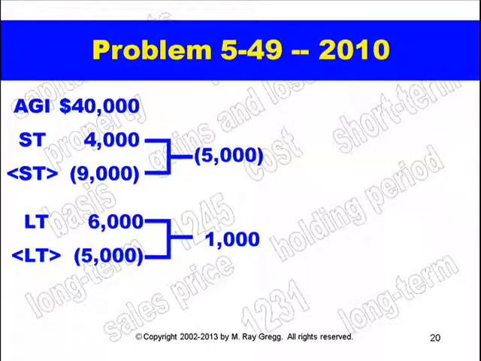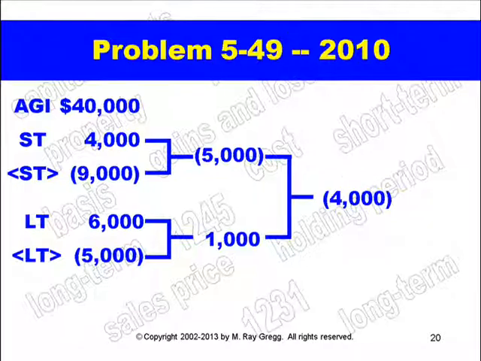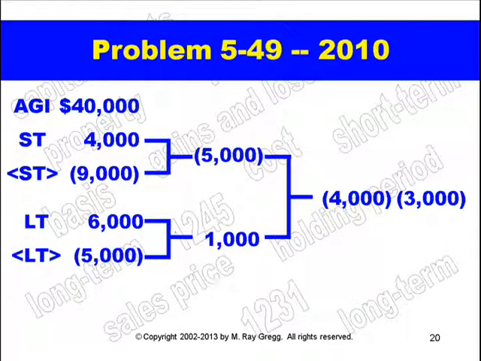Now we must decide on the interaction between the short-term loss and the long-term gain. In a previous lesson, you learned that when their signs were alike, they kept their individual characteristics and were not netted. But when their signs are different, as they are in this case, they are netted. These two netted together come out to be a $4,000 loss, a short-term loss. Perhaps you know the maximum deduction for capital losses is $3,000.